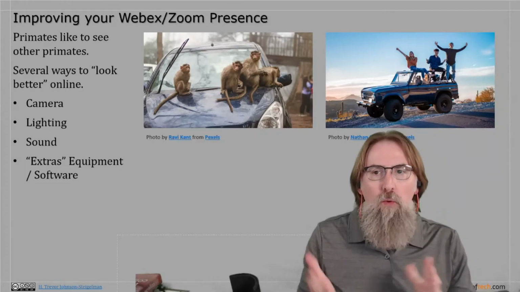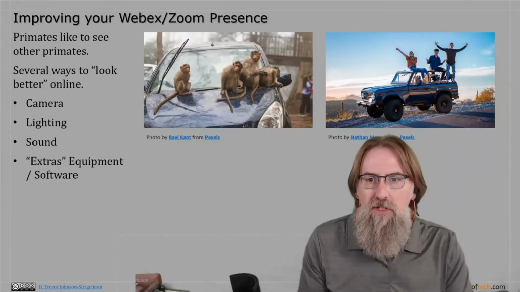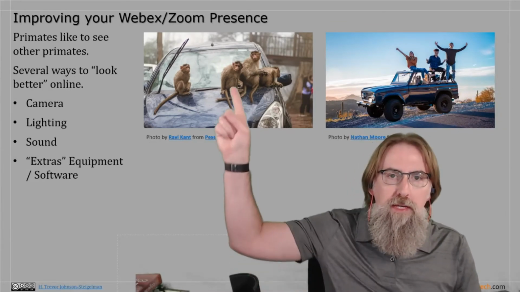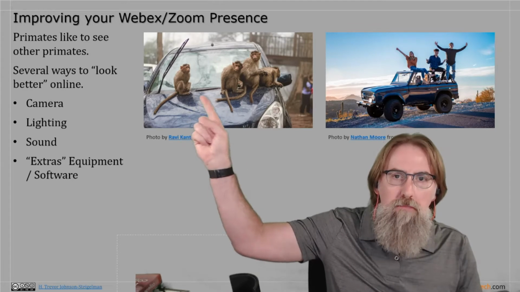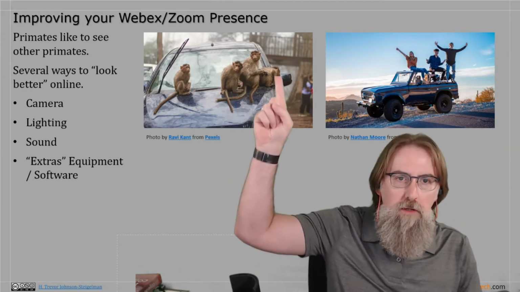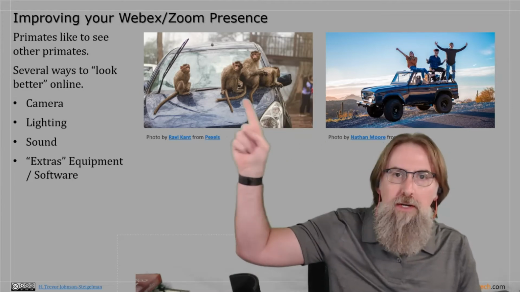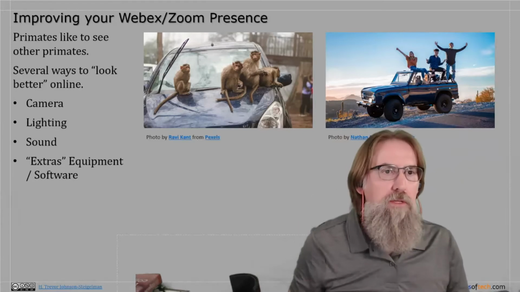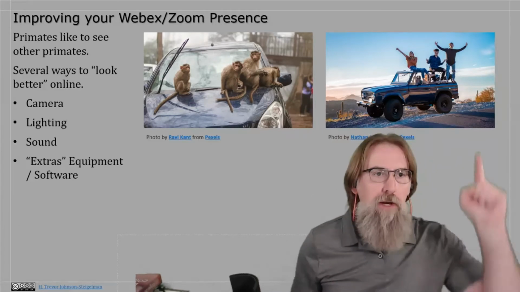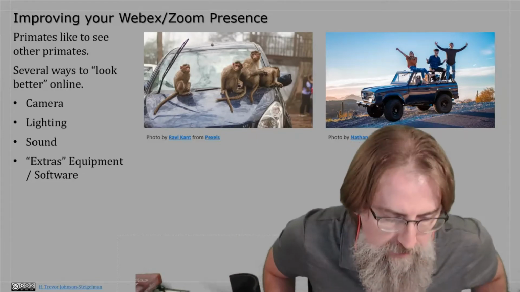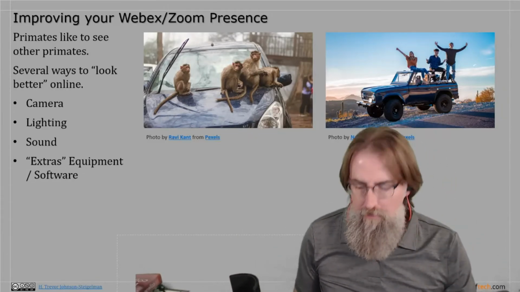Okay, but I want to show you some things about lighting and some things about sound, and then a few extras that you can put into it. So these are some macaque monkeys, and you can see one of them is looking at the person with the camera. One of them is looking into the background. I'm sure that there's somebody over in this direction that one of them is looking at. And as human primates, here's folks, we all want to be seen and see each other.